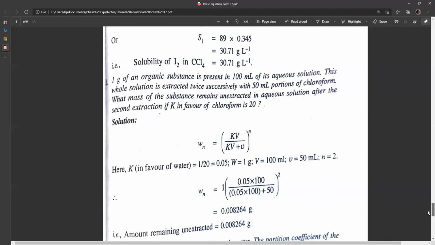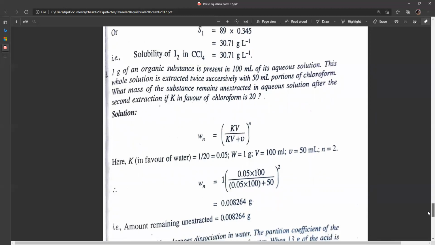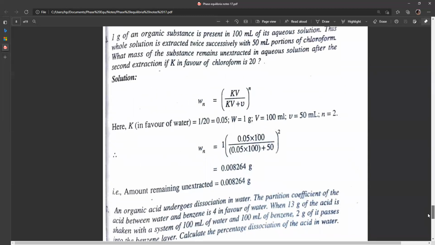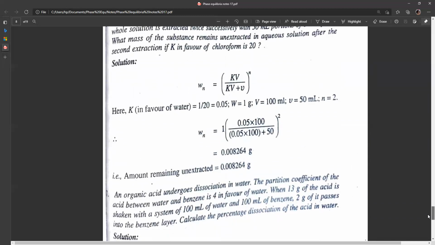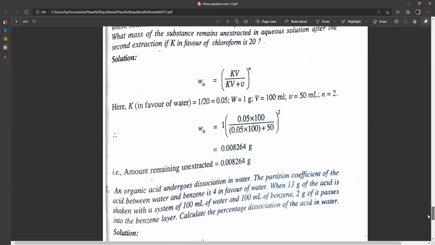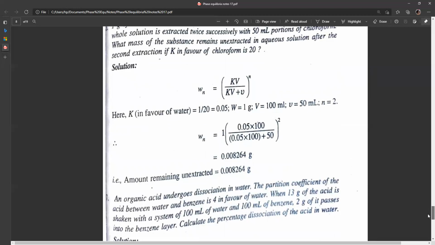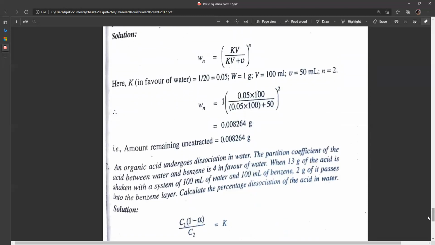K in favor of water, 1 by 20, is equal to 0.05. W is equal to 1 gram, V is 100 ml. Small v, 50 ml, is taken for extraction, that is given. n is equal to 2, two times the extraction is done. So we can directly substitute this into our equation, KV by KV plus small v, and the amount remaining unextracted we obtained as 0.008264.